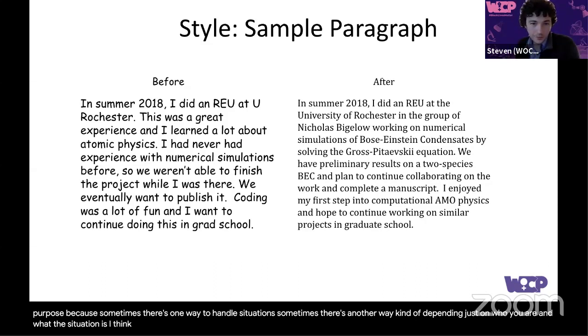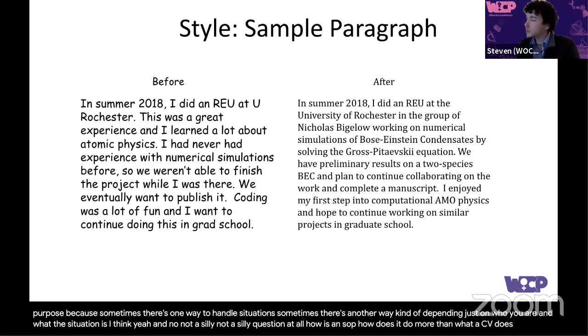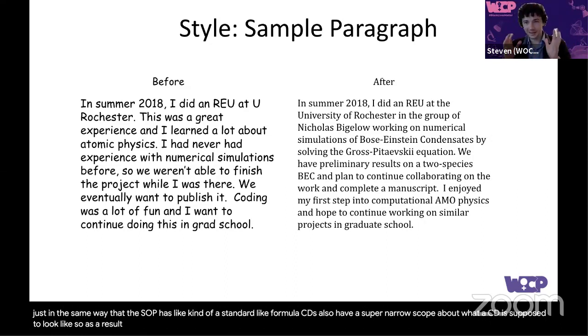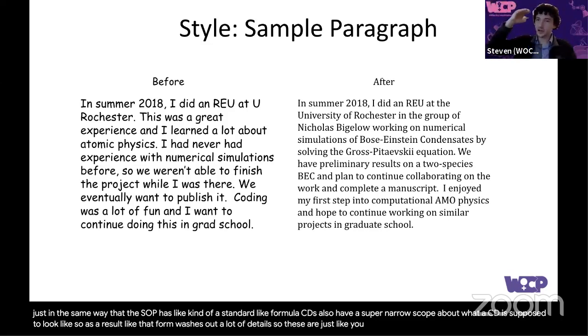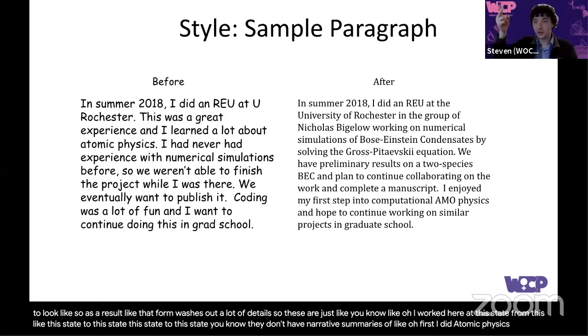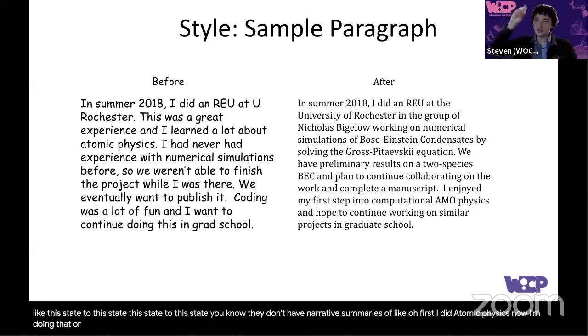Not a silly question at all. How does an SOP do more than what a CV does? In the same way that the SOP has a standard formula, CVs also have a super narrow scope about what a CV is supposed to look like. As a result, that form washes out a lot of details. CVs are just like, I worked here from this date to this date. They don't have narrative summaries like, first I did atomic physics, but then I realized I wanted to do plasma physics more, and so now I'm doing that. Or, I had some experience with microbiome, but now I'm fully on the theoretical chemistry track.